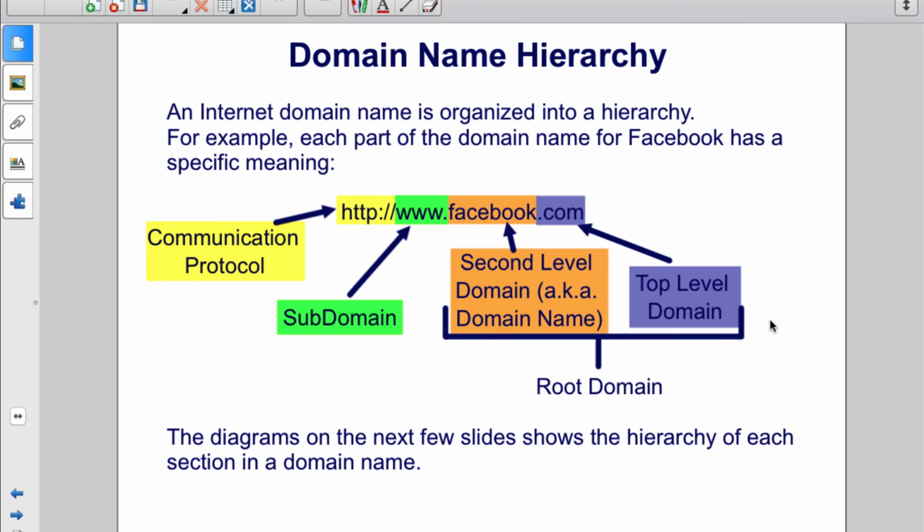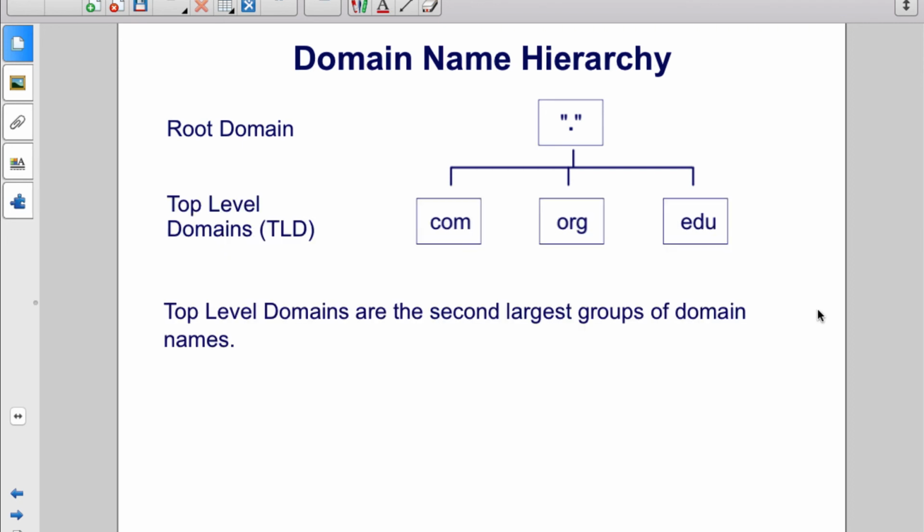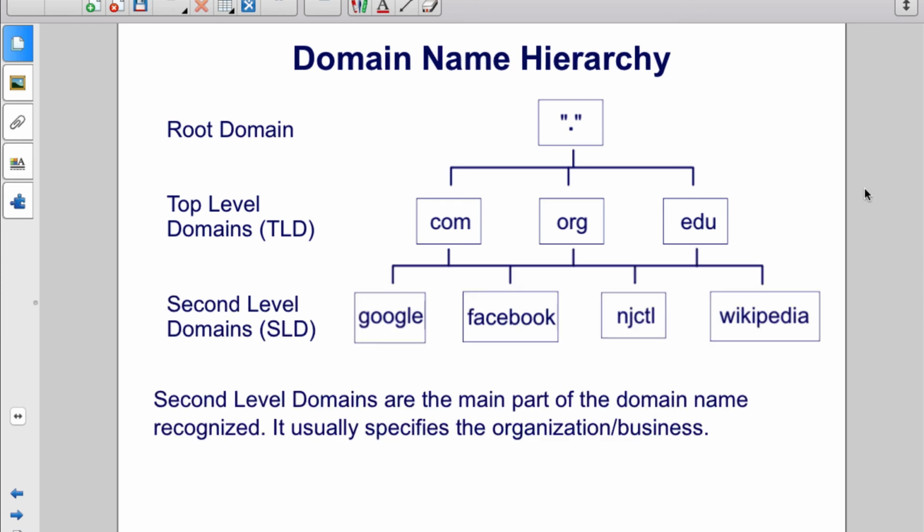The diagrams on the next few slides show the hierarchy of each section in a domain name. The root domain is where all domain names are stored. Top-level domains are the second largest group of domain names. Second-level domains are the main part of the domain name recognized. It usually specifies the organization or business, like NJCTL or Wikipedia.